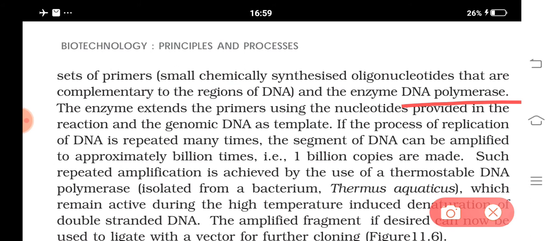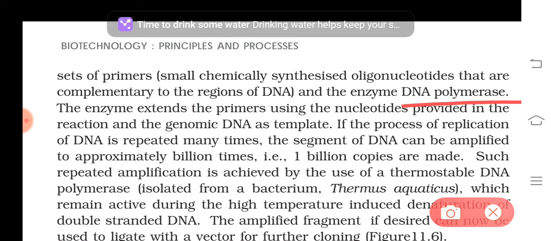Understood? So this reaction can take place at high temperature, and I will explain the steps of PCR. Just listen to this now. This step will be conducted at high temperature, and we have studied that many of the enzymes will get denatured in high temperature. So how is it possible that any enzyme can work in this condition?